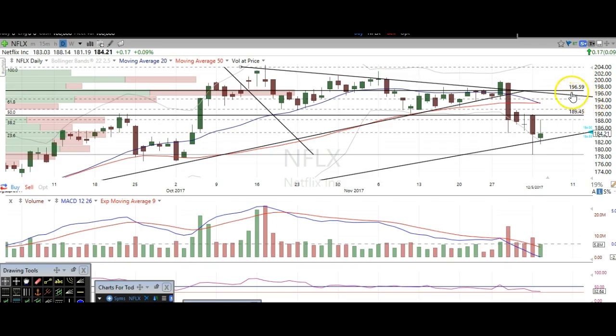And then also we've got the volume point of control. You can see that big red bar right there coming out. It's also the 61.8 Fibonacci retracement level. If you draw it from the all-time highs here to that low here, you can see that lines up perfectly with that level here on Netflix. So about 194 to 196 is going to be that rejection point that we're looking for on Netflix.